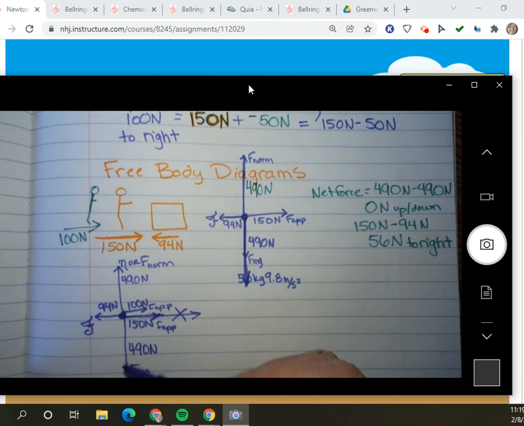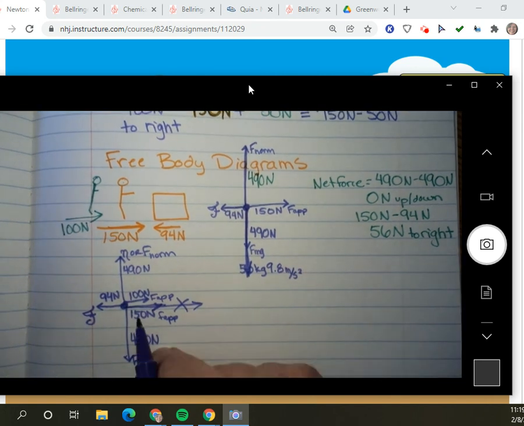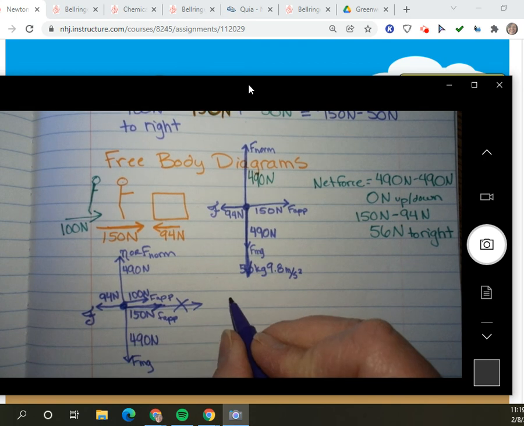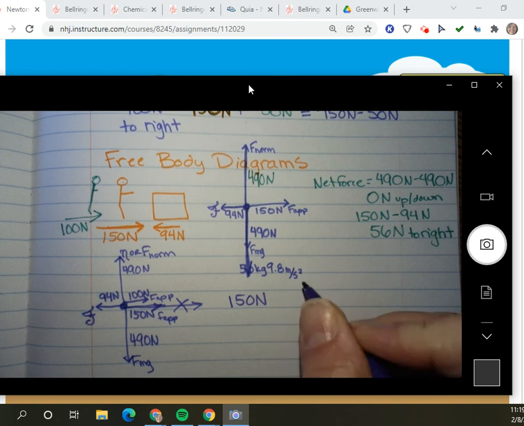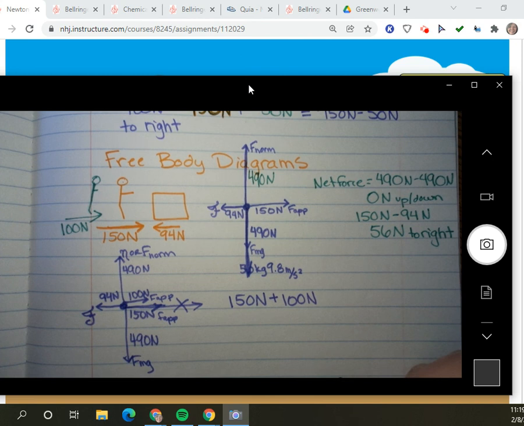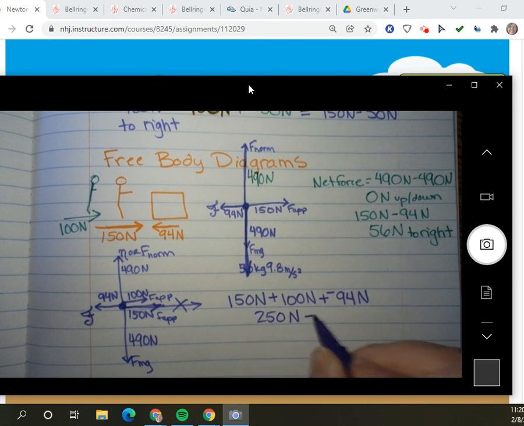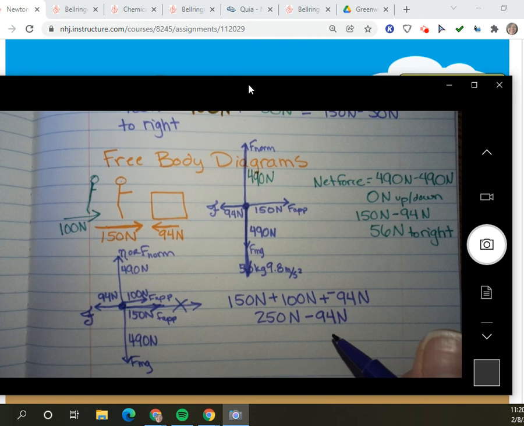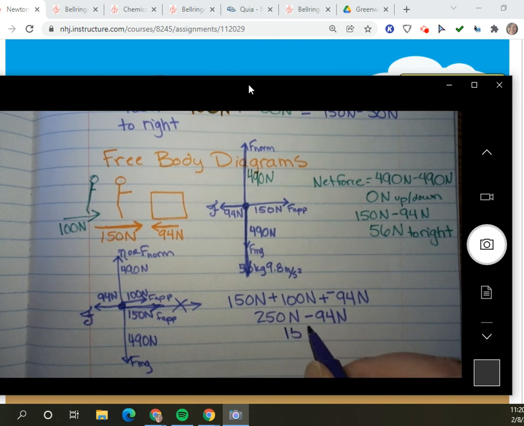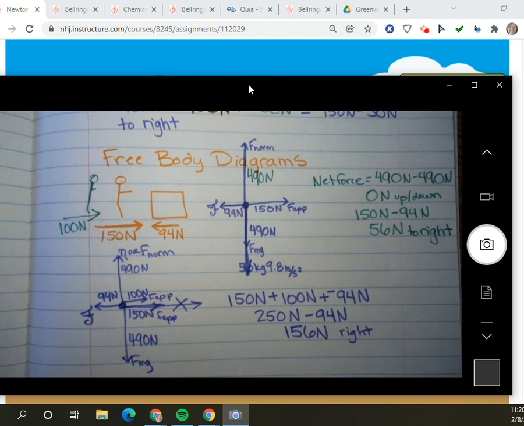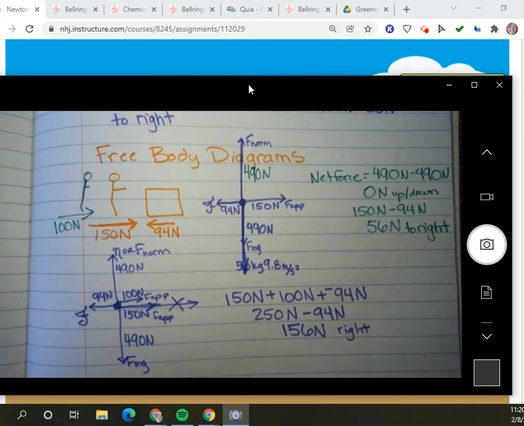All right, so we know that up and down is still going to be 0. But we have two that are to the right. So we have 150 newtons plus 100 newtons. And really, our 94 is negative, so we could say plus negative 94 newtons. And we know that's the same as just subtracting. So we would have 250 newtons minus 94 newtons, 156. Not very many. Does this make sense? Pretty easy.